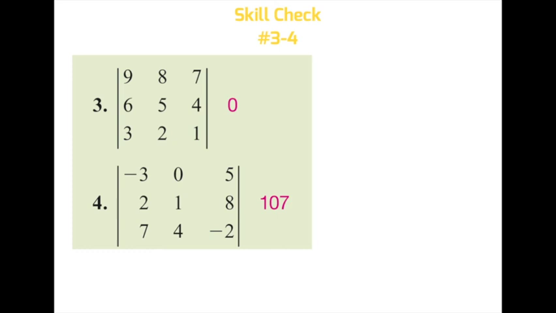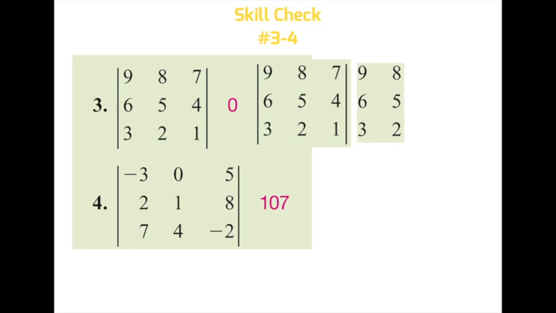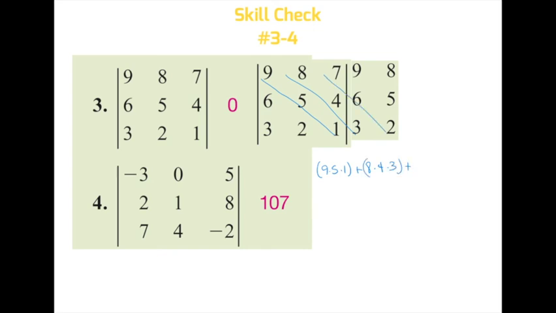All right, let's look at the first one. So if you did it using your diagonals, then your first one would be 9 times 5 times 1 plus 8, 4, and 3 plus 7, 6, and 2. All right, you take that group and you are going to subtract your second group, which goes this way, 3, 5, and 7.